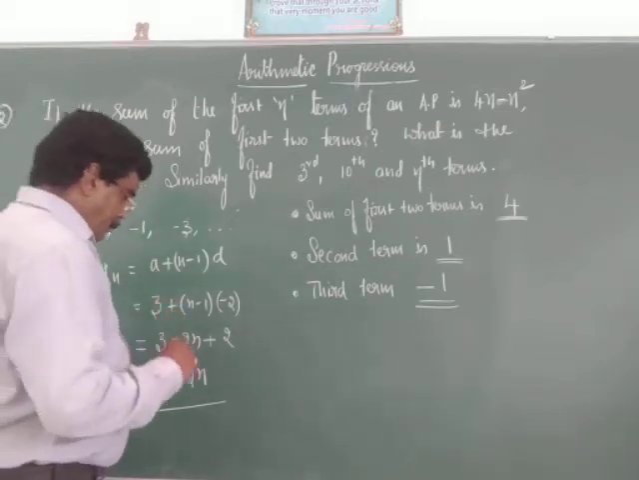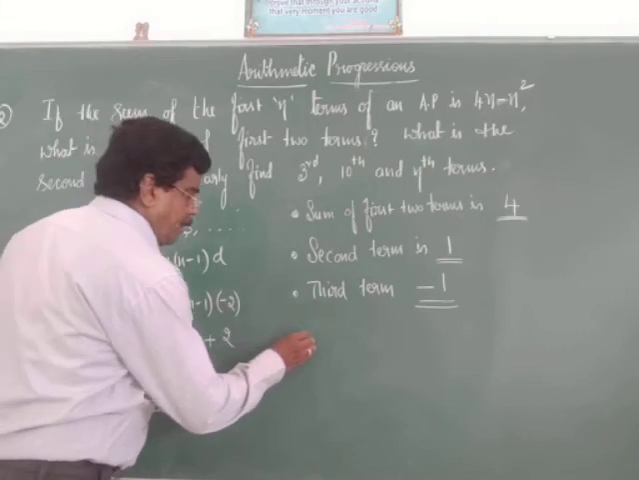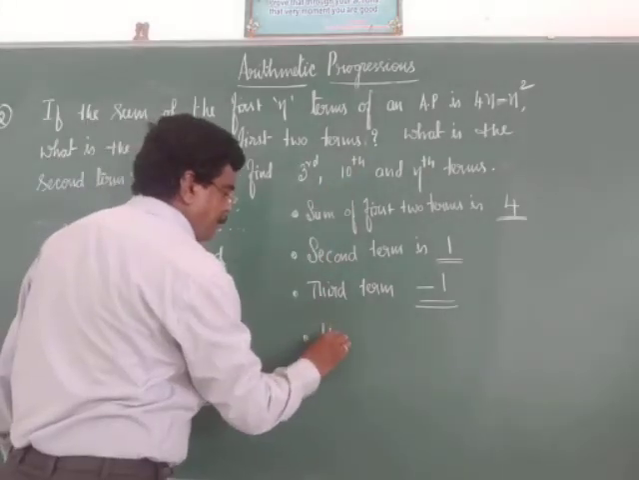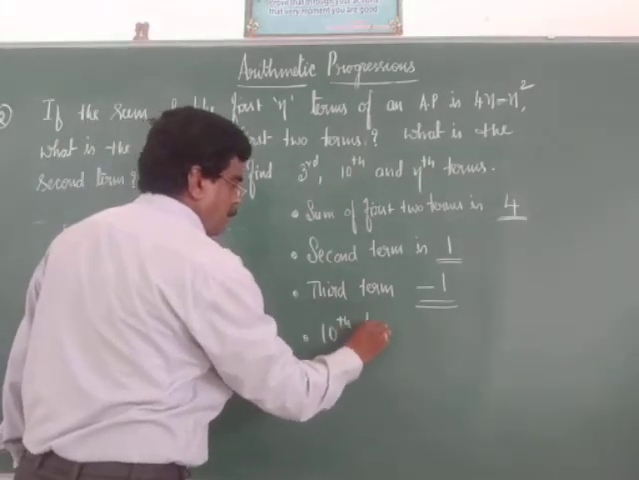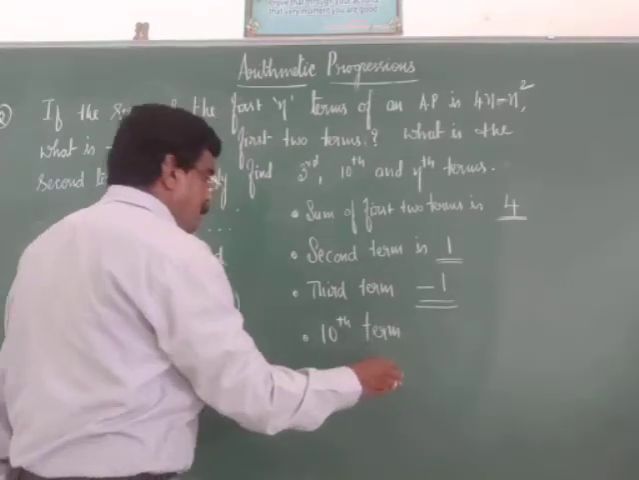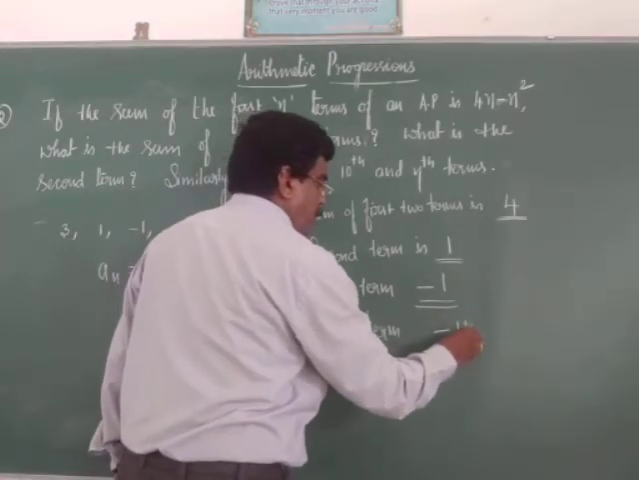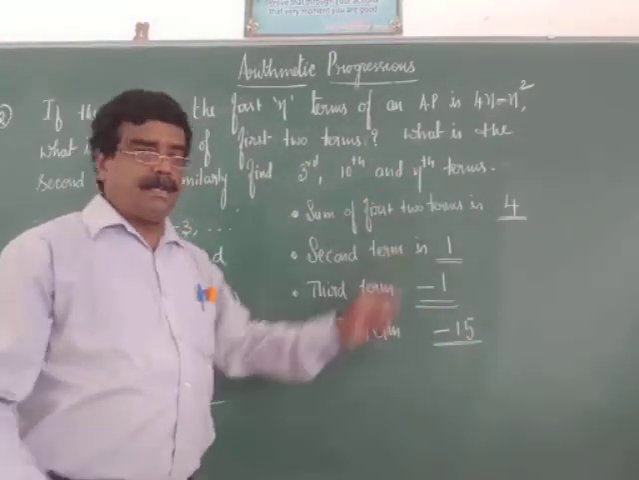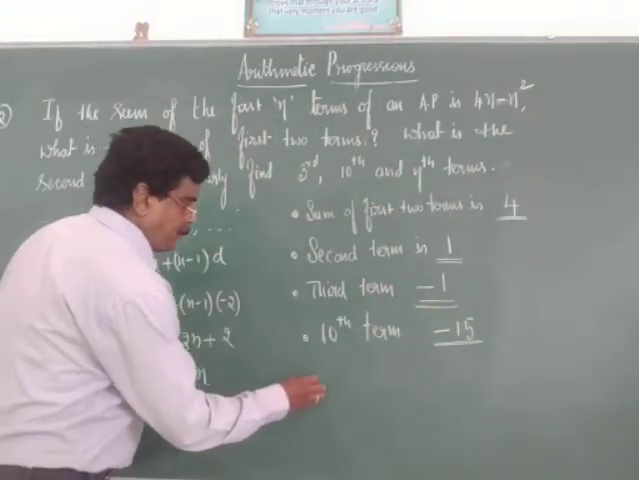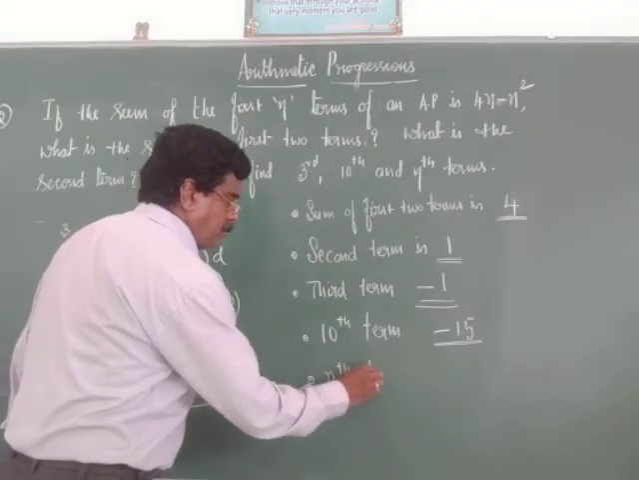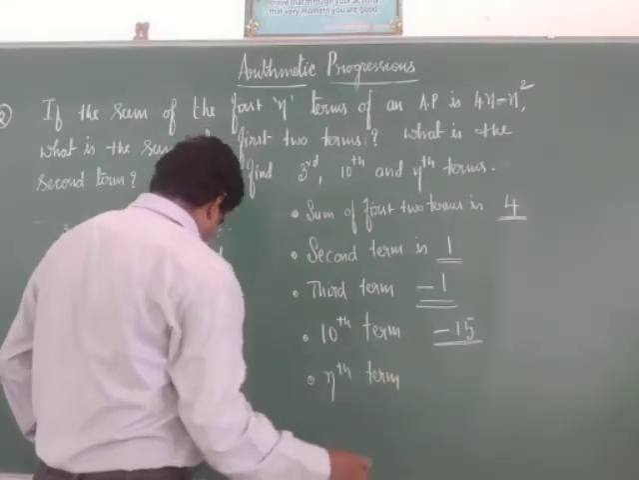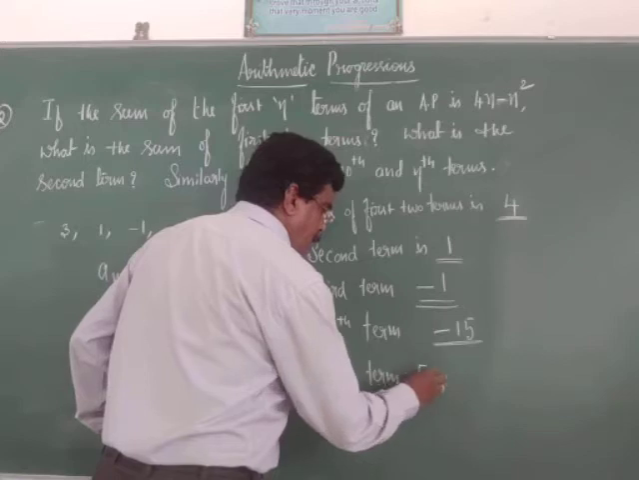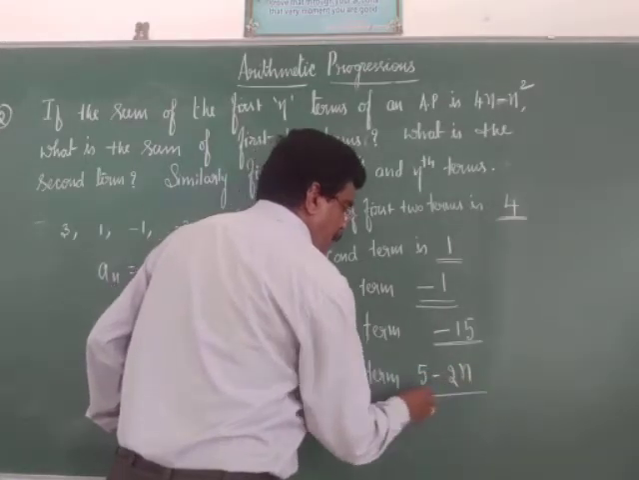Now the 10th term. The 10th term is minus 15. That also we found lower. Now ultimately the last is the nth term. The nth term we just now found here. It is 5 minus 2n.